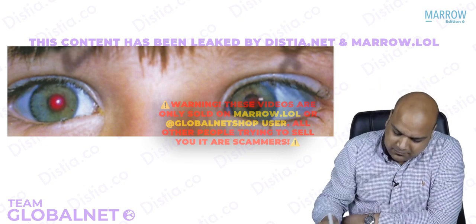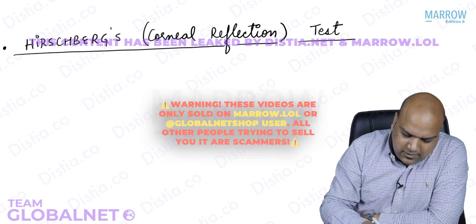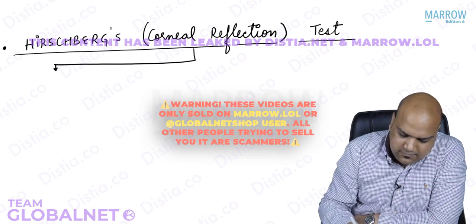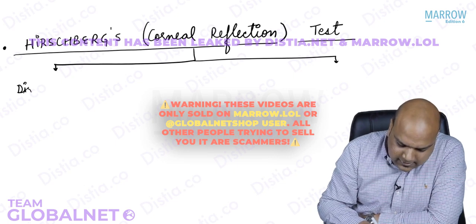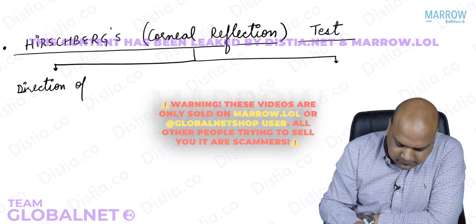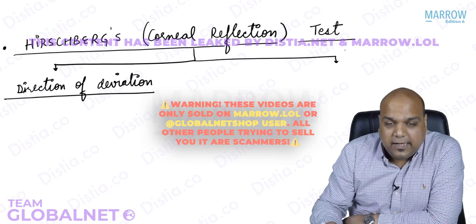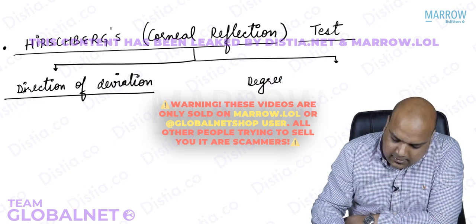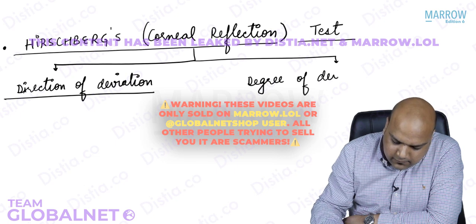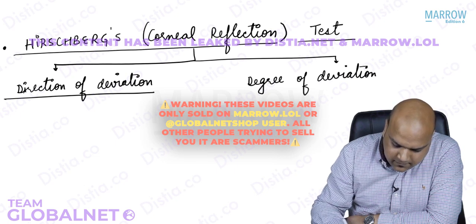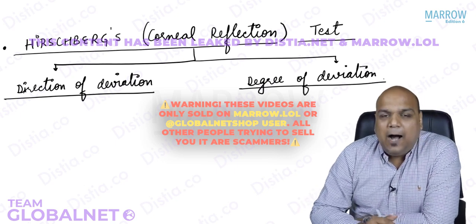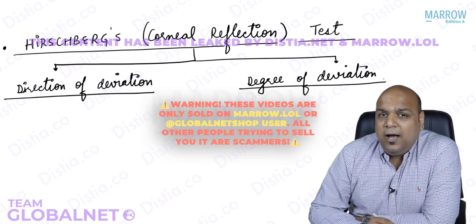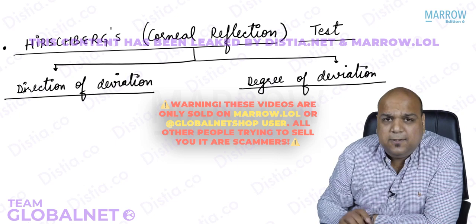Let's see how. The corneal reflection test can have 2 uses. The first use is it can be used to tell the direction of deviation. The second use, it can be used to calculate the degree of deviation. So we are trying to solve 2 questions through this test. Let's first see how we understand the direction of deviation through Hirschberg's test. Let's see this image to understand our test.